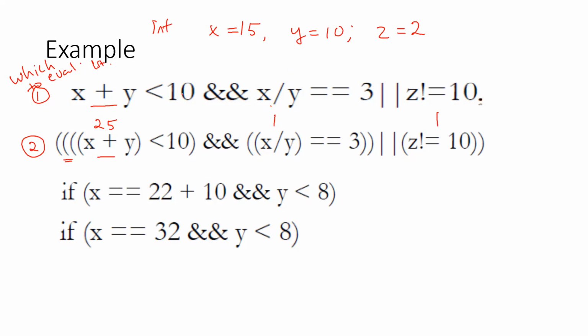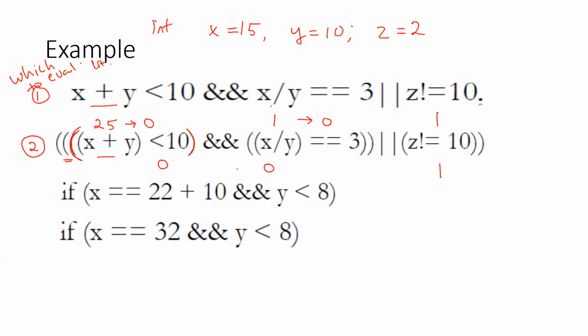Okay, let's see this one. Now the next operator is what? Is this inside. 25 is less than 10. So the next step is 0, because this is false. And then the next step is 1 is equals to 3. This is also 0. So you can see that this is 0 and 0 or 1.